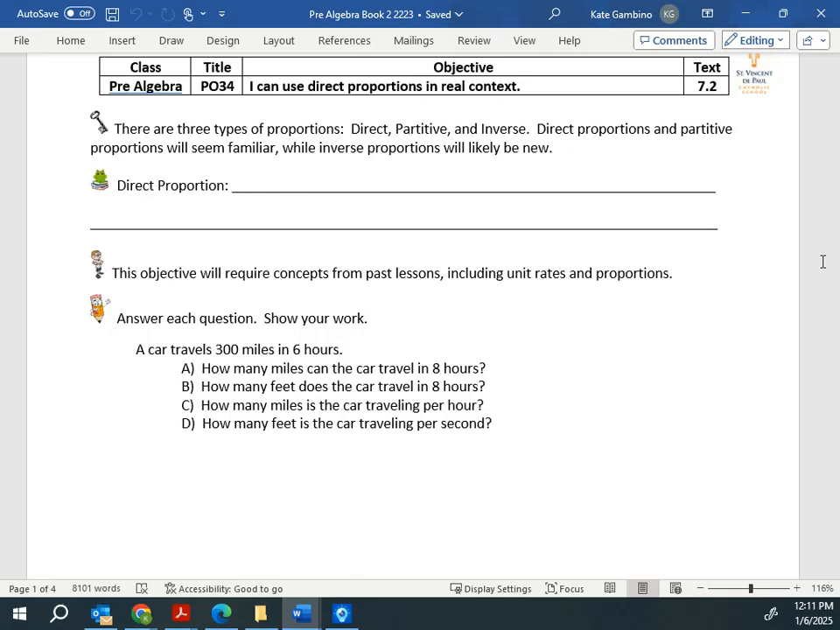Partitive, inverse, it's going to get newer, right? So we're starting with something that we're going to have a better understanding on, and then as the weeks go on, it's going to get a little bit more new things for us. So direct proportions and partitive proportions will seem familiar. Even though we don't know the word partitive, once I explain it, it'll be a whole lot easier. But something like inverse proportions is going to be new for us.